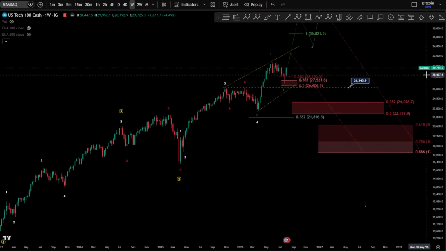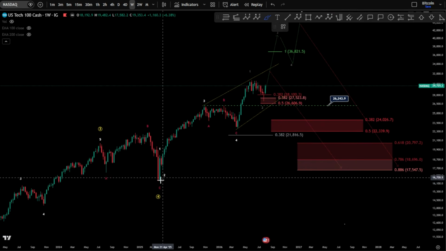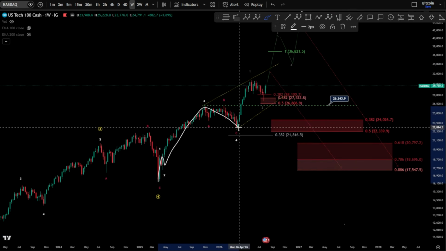Now, for the daily, we are looking for this wave 4 finished, as we mentioned. And we have a probability here where you have 1, 2, 3, 4, and a 5.